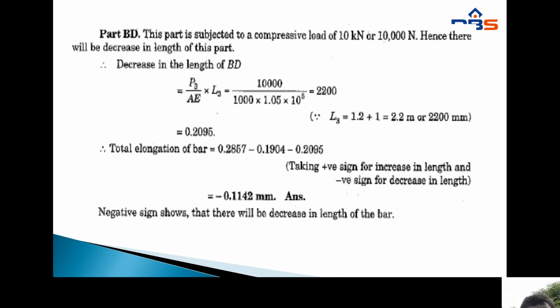Okay, in this equation the result is 0.1142 mm. The negative sign means there will be a decrease in the length of the bar. So 0.1142 mm is the decrease in the length of the bar.